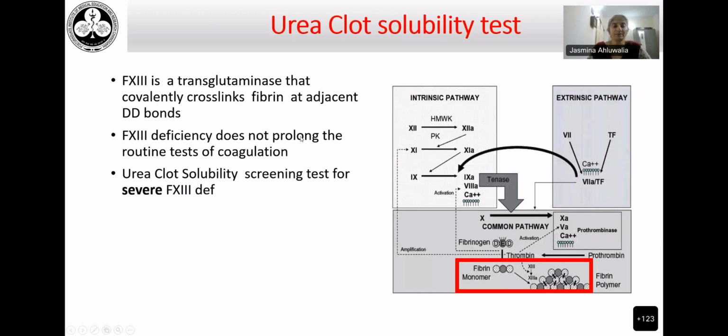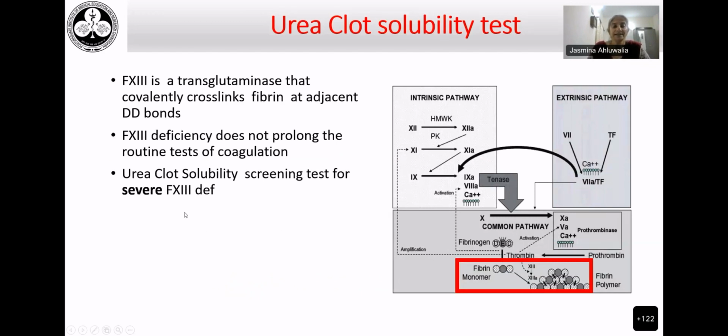We use a urea clot solubility test. This is a screening test for factor 13 deficiency. Now, factor 13 is activated by thrombin, and when it comes into its activated form, all it has to do is convert the fibrin monomer into cross-linked fibrin. This just makes the fibrin stronger, and it binds down the platelets to the endothelium in a more stable fashion so that the clot becomes stable.